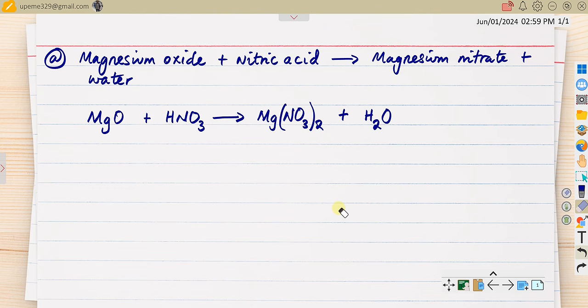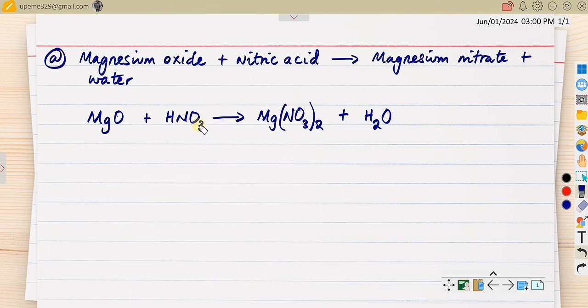So now we need to balance. Balancing equations involves making sure that the number of atoms of each element on the left side of the arrow is equal to the number of atoms of the same element on the other side of the arrow. So start by checking. For instance, we will look for magnesium atoms. Here we have 1, here we have 1, so these are balanced. Then we come to oxygen. Here we have 1, here we have 3.